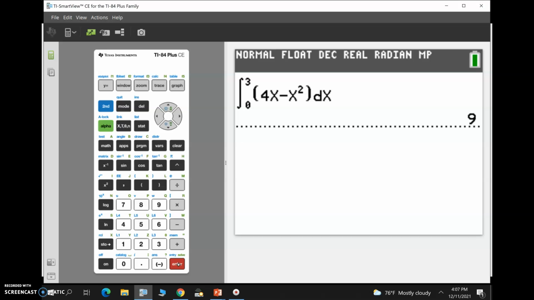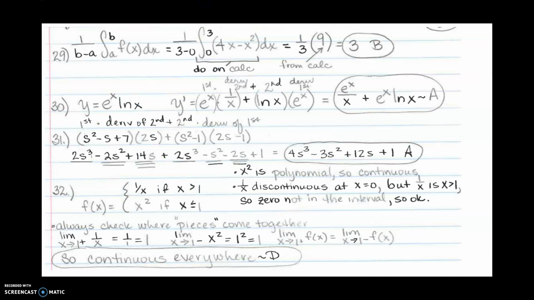So the value of my integral is going to be 9. So that's where this 9 comes from right here. So 1/3 of 9 would give me 3. Alright, then for 30, we're asked to find the derivative, and we have a product.